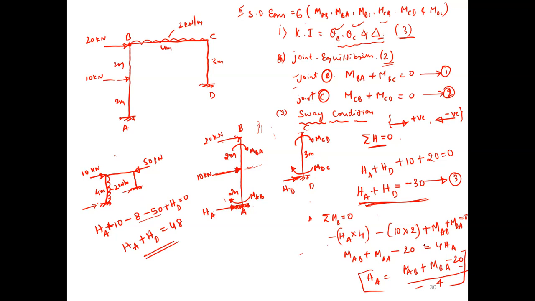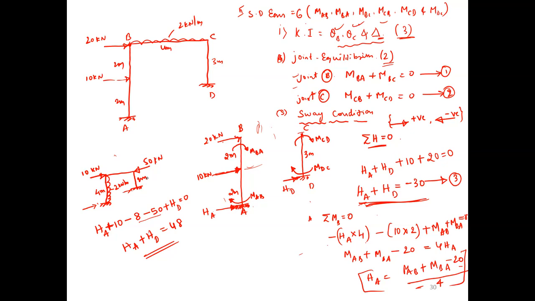Yes, in options like this, tell me, what is HA now for this member? MAB plus MBA. Okay. Then plus 16. Very good. Plus 16 by 4. Very good. Similarly, what is HD? MCB plus MDC. For MBC, I will give 2 meter distance. Divided by 2 equals 48. That is the shear condition or sway condition.